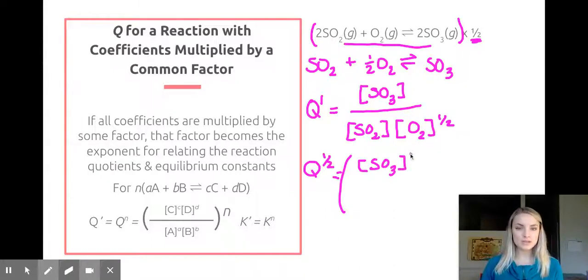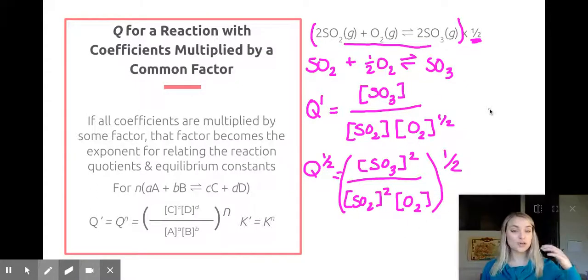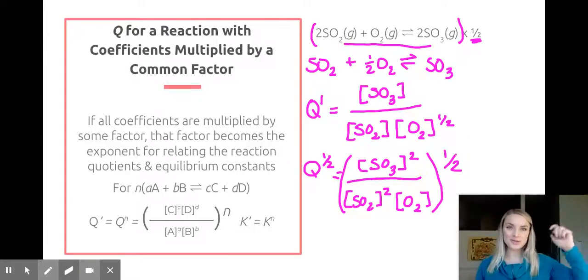SO3 squared divided by the concentration of SO2 squared times the concentration of O2. All of that is to the 1/2 power. Now we need to think a little bit again about math. When we're taking something to the 1/2 power and we're working with other powers, we can just multiply those powers when we've got powers within our parentheses that we're taking to a power. We can just multiply those.